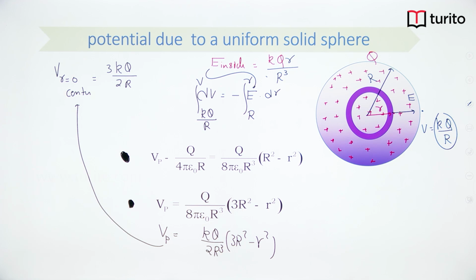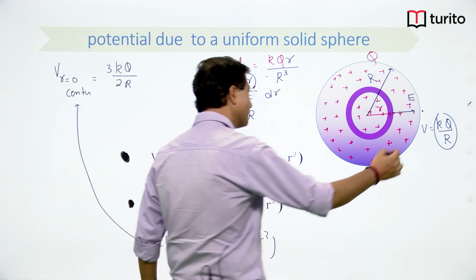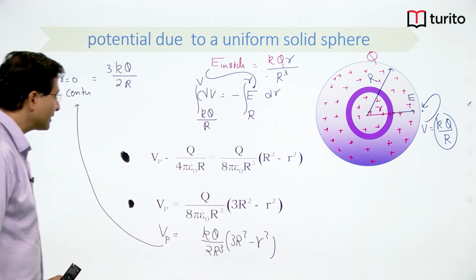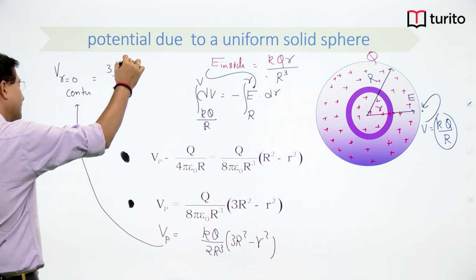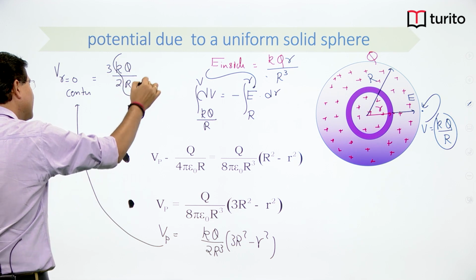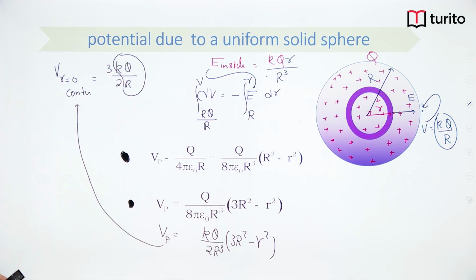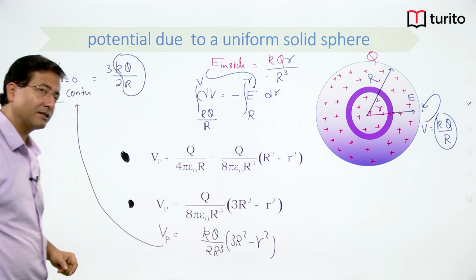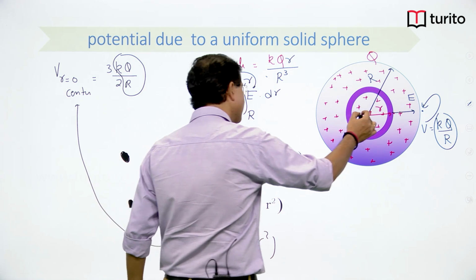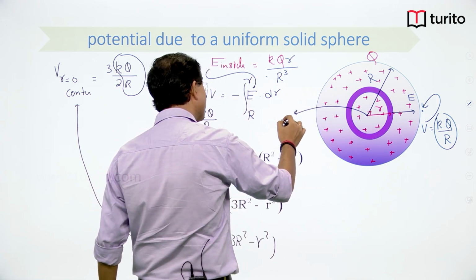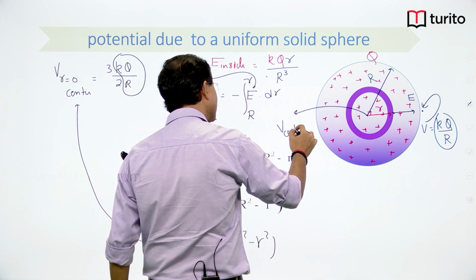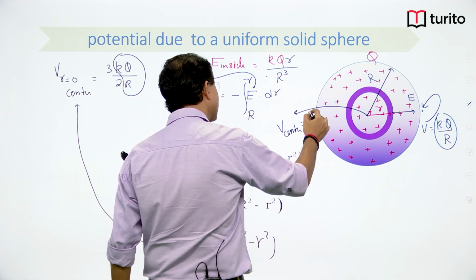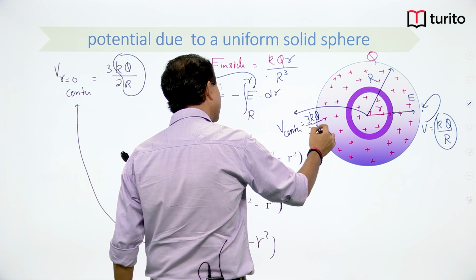Look at this one, potential is kq by R on the surface, and at the center we are getting 3 by 2 times the value on the surface, kq divided by R into 3 by 2. That means potential at the center is 3 by 2 times whatever is coming on the surface, kq divided by R.